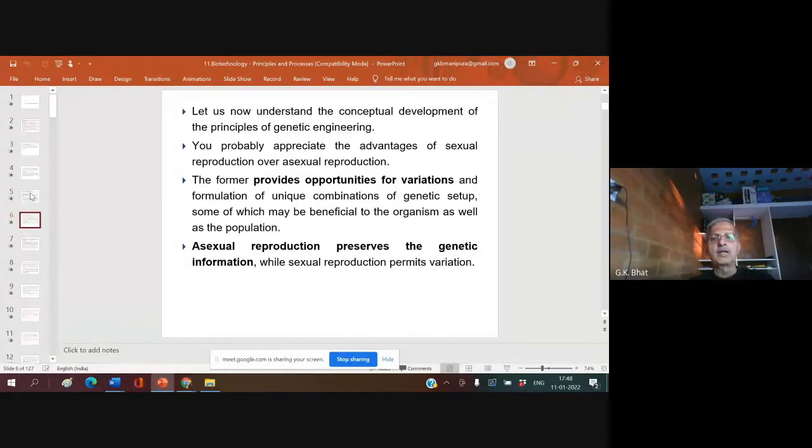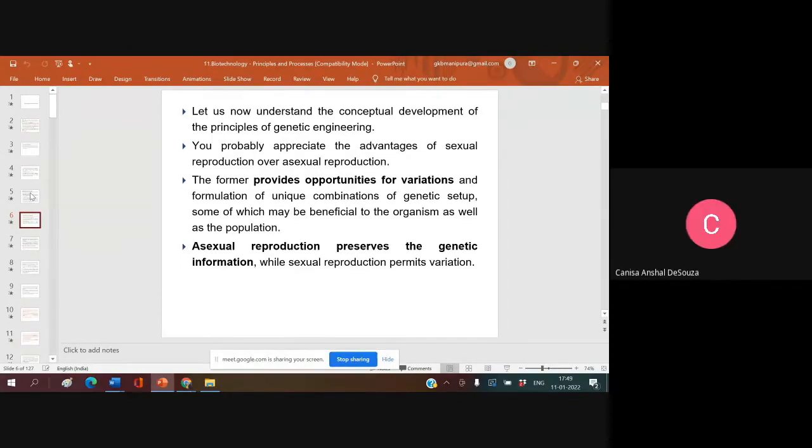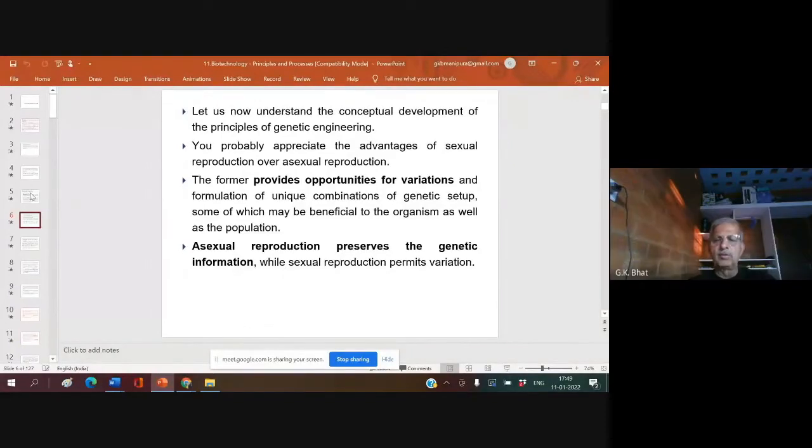Let us now understand the conceptual development of the principles of genetic engineering. You have probably appreciated the advantage of sexual reproduction over asexual reproduction. Am I right? You have studied sexual and asexual reproduction. Who will tell me why we appreciate that sexual reproduction is more advantageous than asexual reproduction? Because recombinants are formed. Very good. Because of the recombination of the genes.